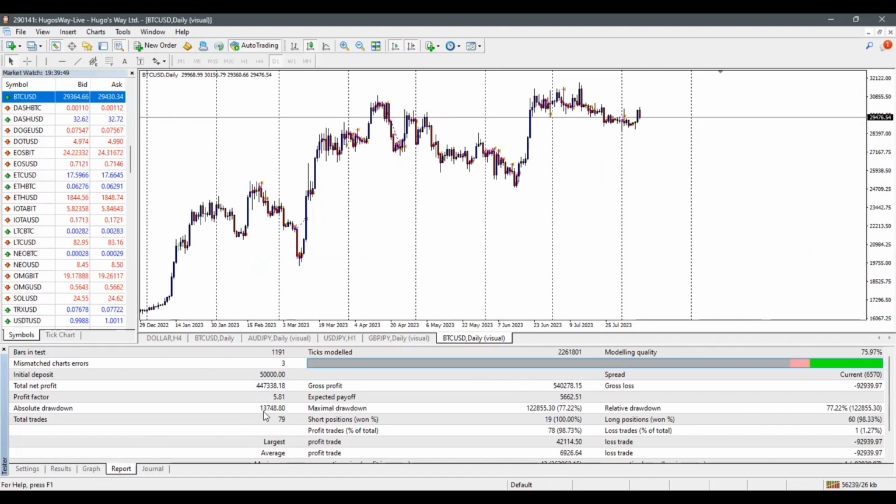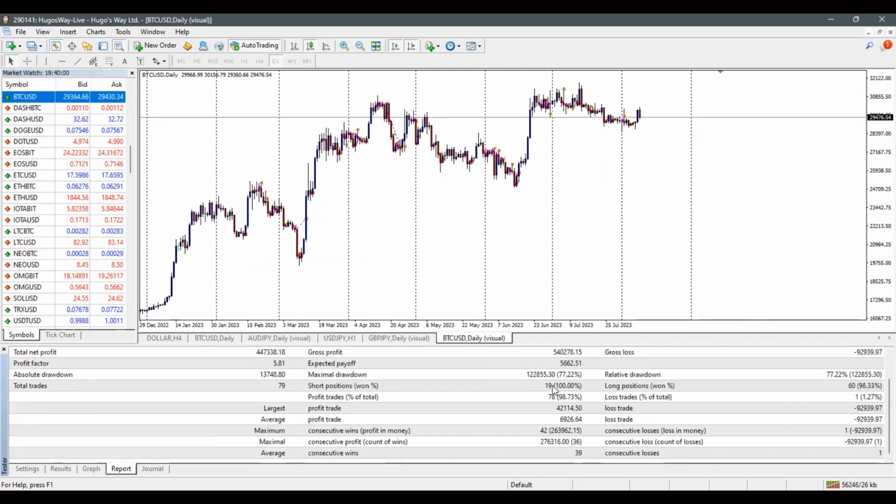So absolute drawdown is 13,748. The net profit of this robot is 447,000, so close to $500,000. You can see here. Now, this is where I wanted to show you the difference from the first line.